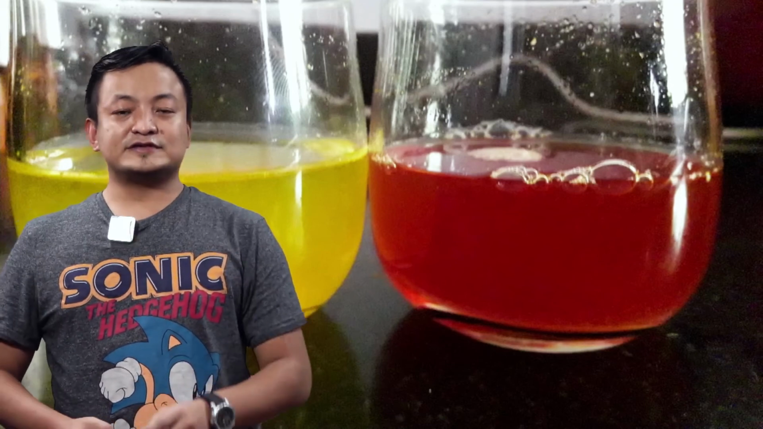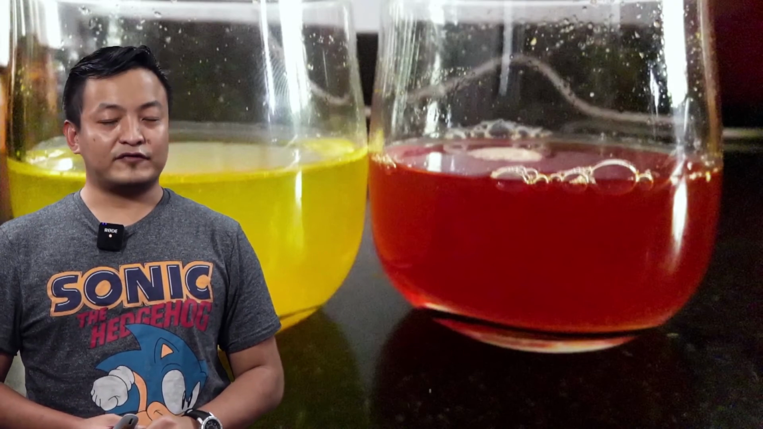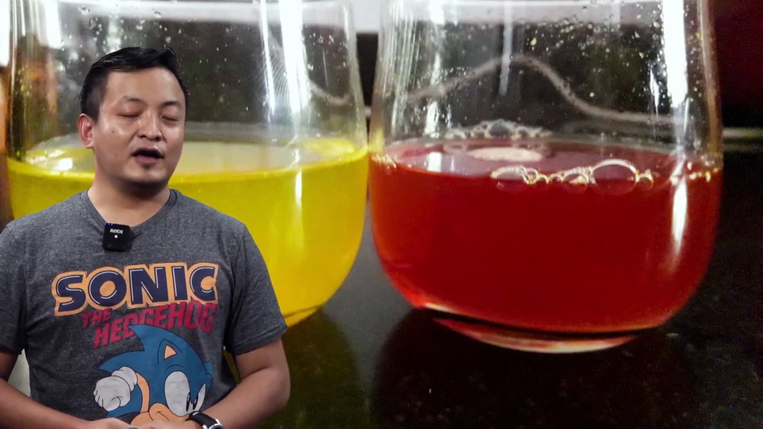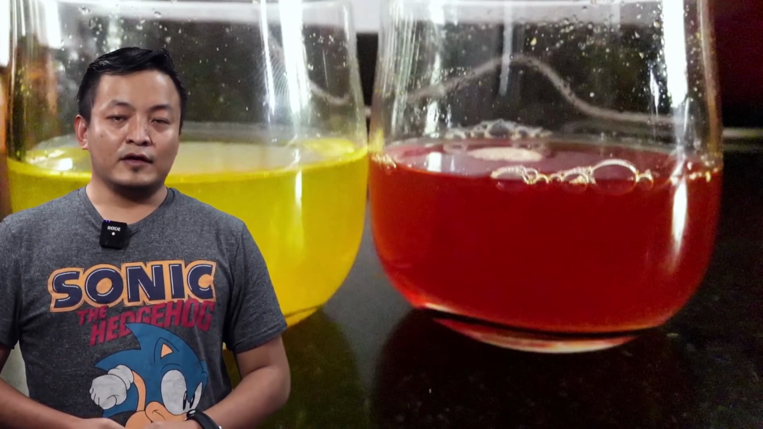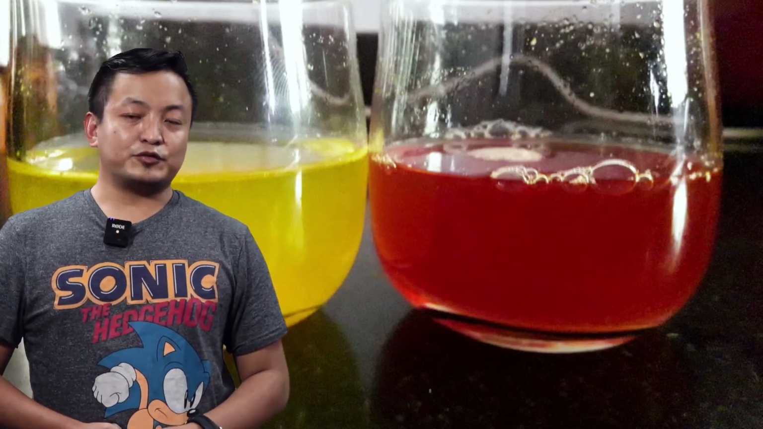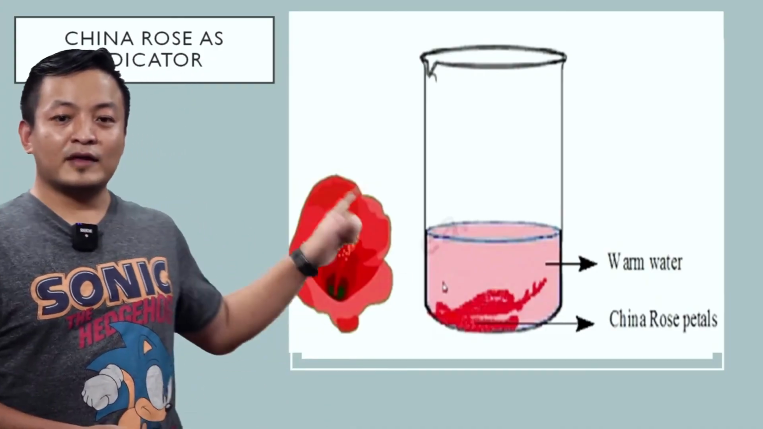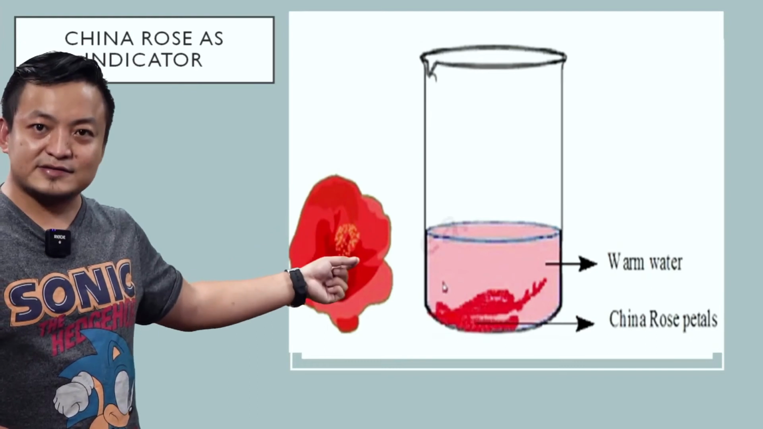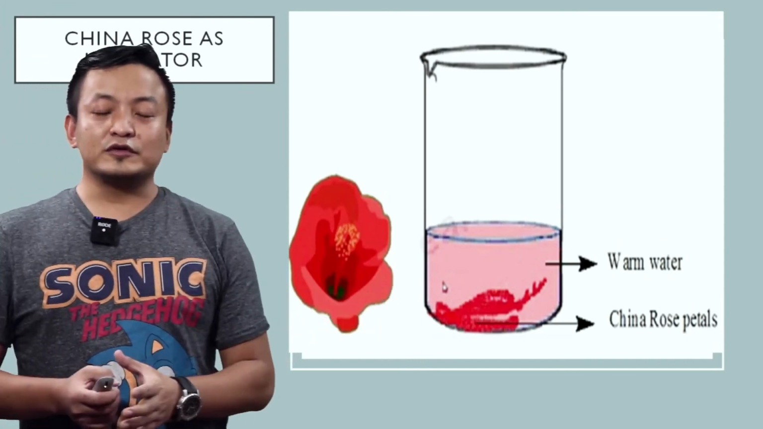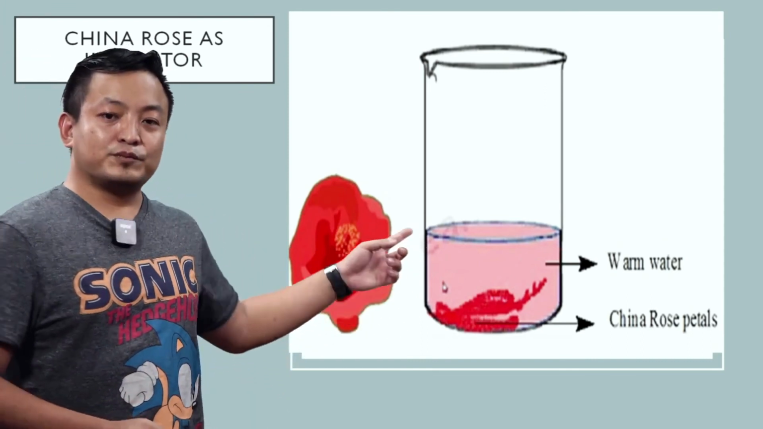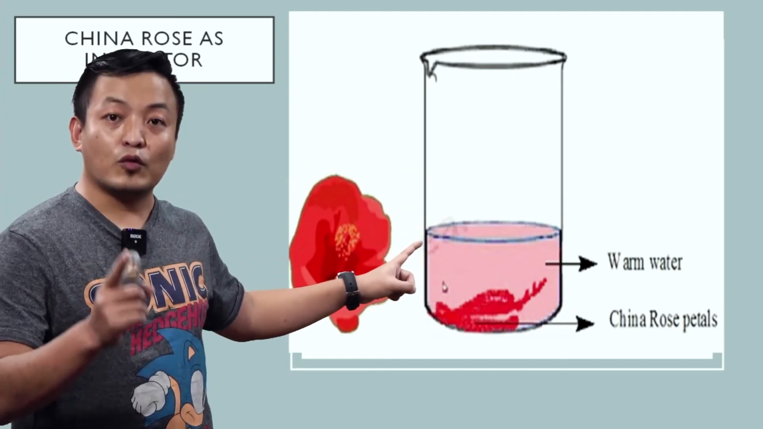Okay, so students, two natural indicators we have discussed, right? We have discussed litmus paper and how turmeric powder works as an indicator. Now the third natural indicator that we will discuss is China rose, also known as gudhal. So now what we will do is make a solution. We'll put petals here and then we'll add warm water.